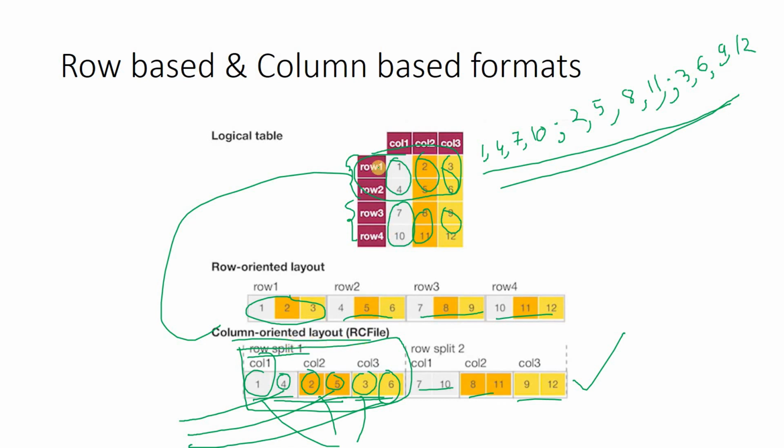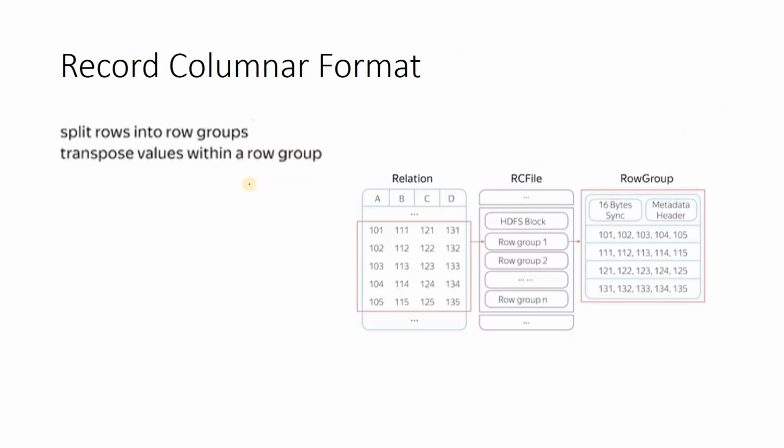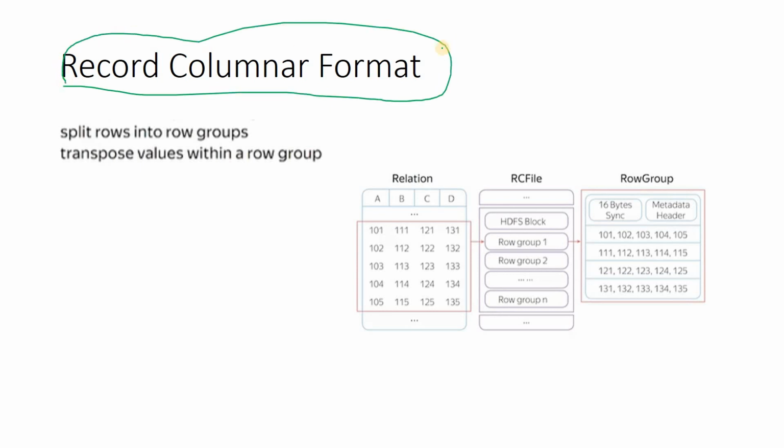In the first step we are splitting the whole table into small partitions, where individual partitions contain some rows, which we are calling a row split. Then on the row split we apply the column oriented layout, and that is nothing but called RC file, or in other words, Record Columnar file format. The whole story we can summarize in this particular slide: record columnar format, one of the very important big data storage formats with compression.